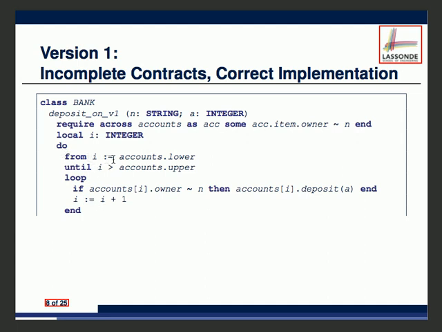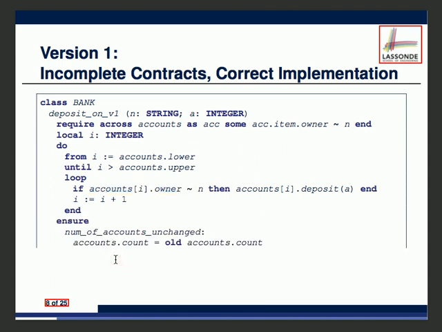I can say from lower until larger than upper, if the current account I'm looking at has the owner just the same as the arguments, in that case, I'm going to deposit into that particular account. Okay? Otherwise, I'm just going to skip. Okay? So this is so far the correct implementation. So this implementation is correct.